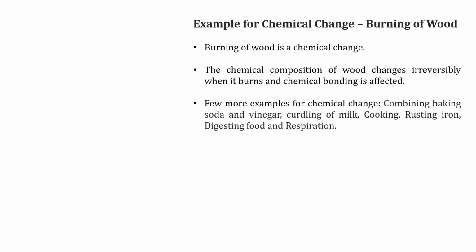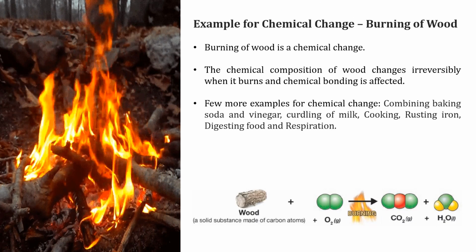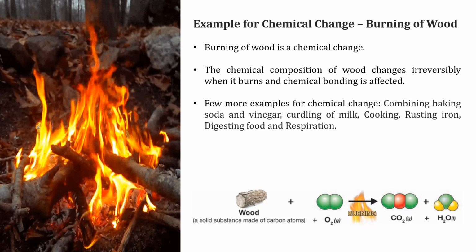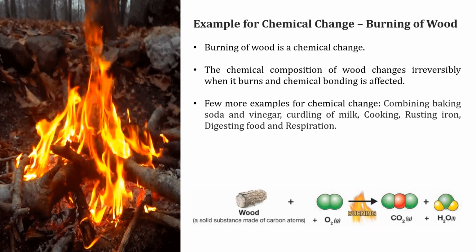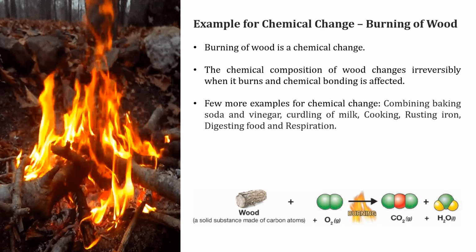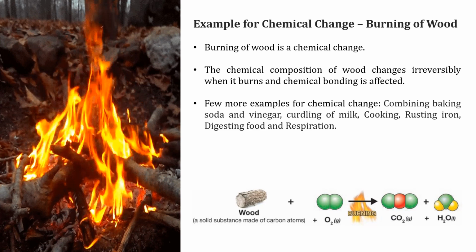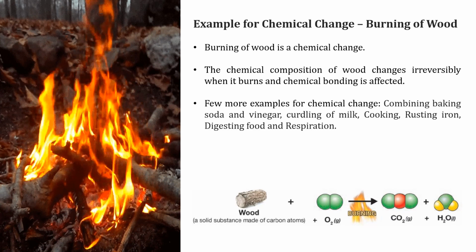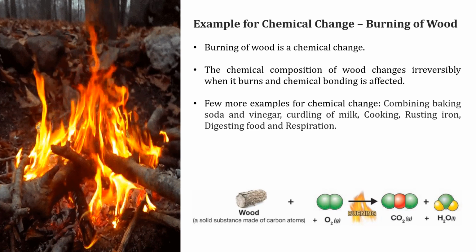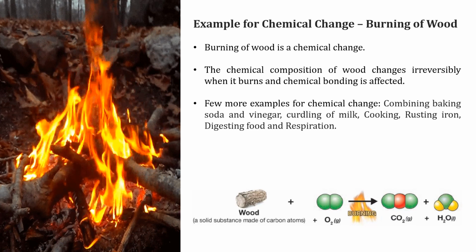Now let's learn about chemical change with an example. Burning of wood is a chemical change. Wood is a solid substance made of carbon, hydrogen and oxygen. Burning it with oxygen results in release of carbon dioxide and water. The process is irreversible and chemical bonding is affected as the wood burns to cinders.